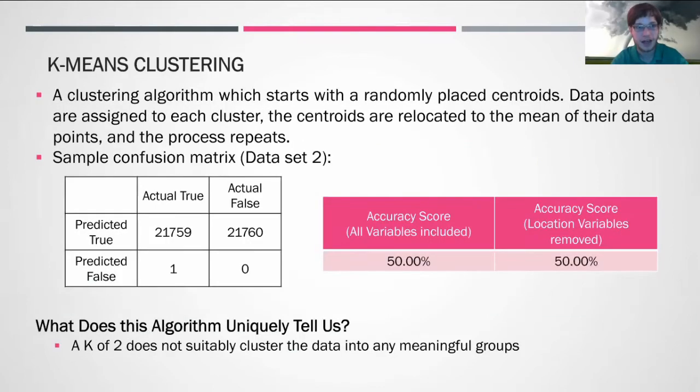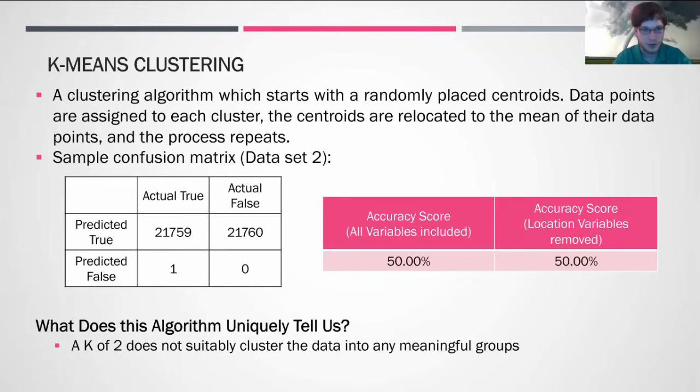The first method that I used was k-means clustering. This is a clustering algorithm which starts with a number k of randomly placed centroids. For each point in the dataset, one of those centroids is assigned to it, and that point becomes part of that centroid's cluster. The centroids are then relocated to the mean of these clusters after all of them have been assigned, and these two processes repeat until the centroids no longer move.